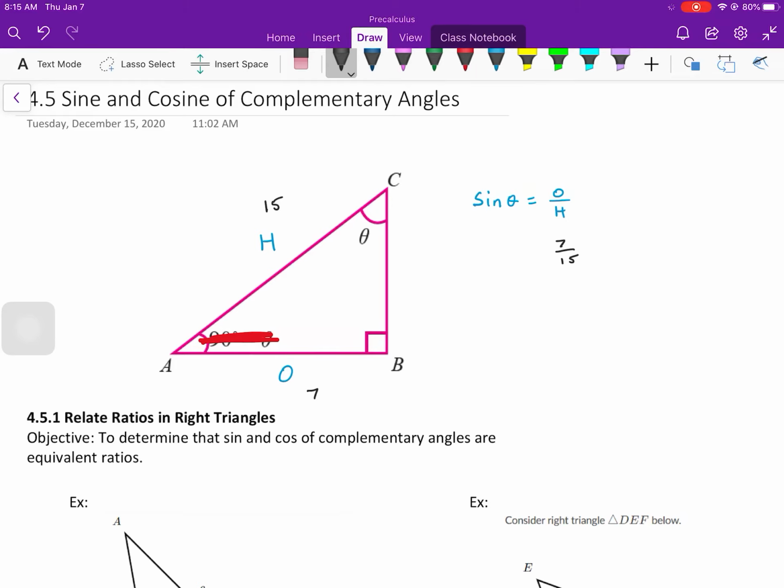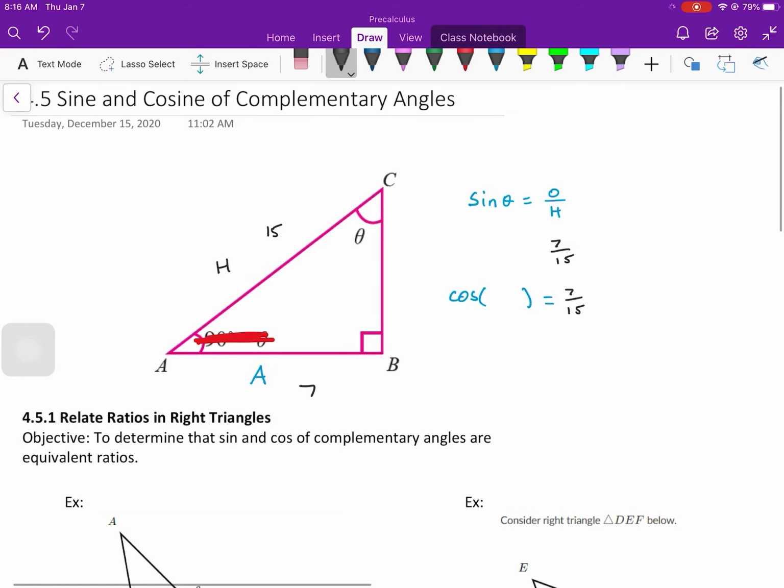Now, here's the main thing that you need to understand here, and you probably have already seen this: you can create the exact same ratio using cosine of the other angle. So cosine of that angle is going to be adjacent. So if we're now talking about this angle, and remember we said this was 7, this is now the adjacent side over the hypotenuse, which we said was 15 earlier, right?